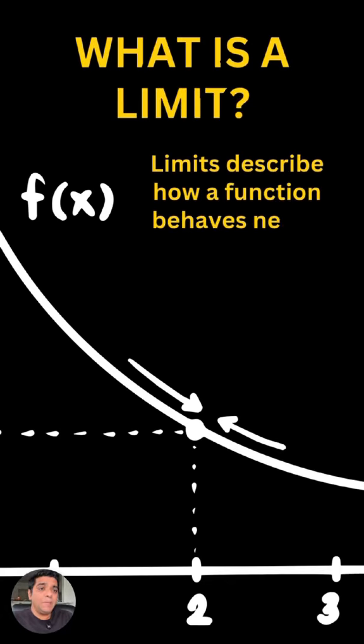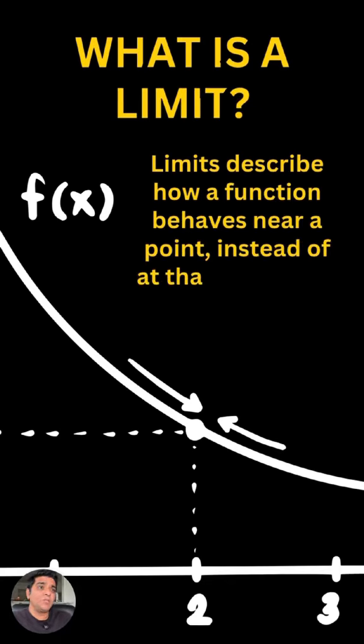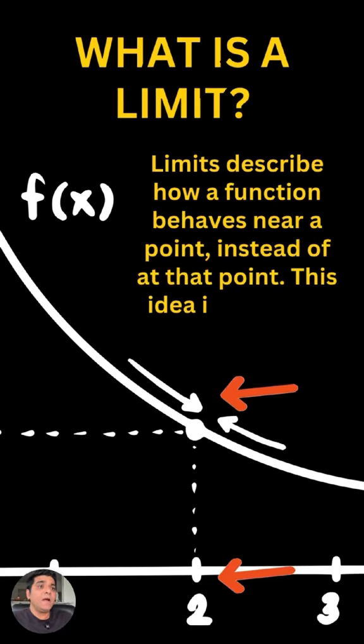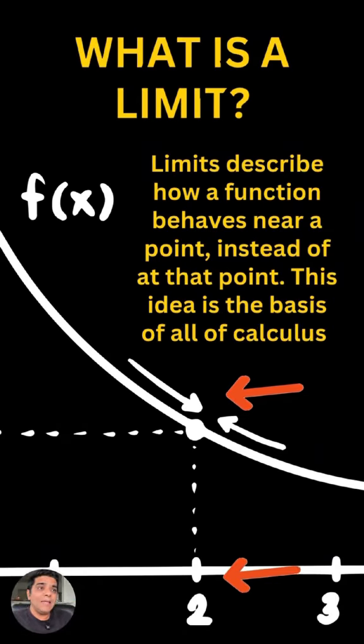The very first thing that we see is, what is a limit? Essentially, a limit describes how a function behaves near a point instead of exactly at that point. So you want to see the behavior near the point, because exactly at that point it may be undefined, for example. So you want to look at it very, very close to that point, but not exactly at that point.